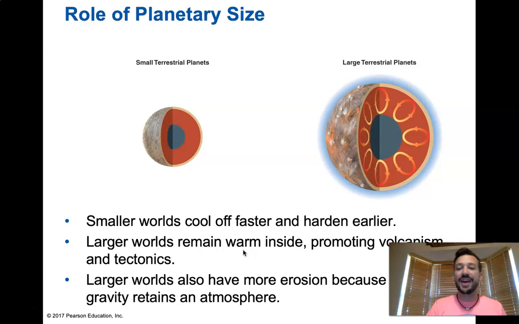Also, a larger world has an atmosphere because we have the gravity to hold on to all of that stuff that's all that air and oxygen and carbon dioxide and things that our air is made up of. And a smaller world doesn't have that ability. Like Mars has a very thin atmosphere for multiple reasons, but one of them being that it's not large enough to really hold on to a real strong, thick atmosphere, okay?